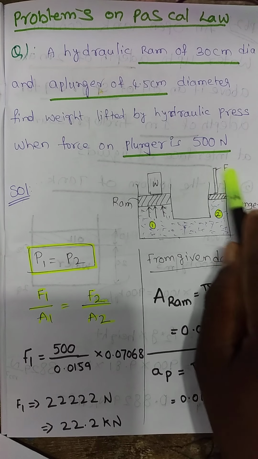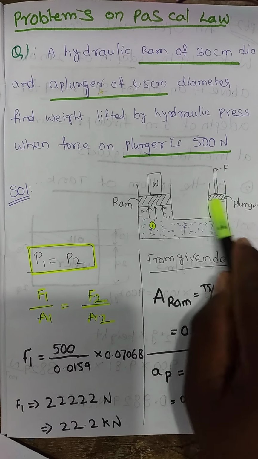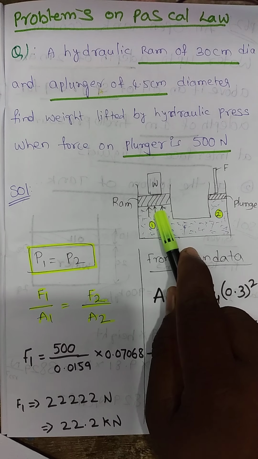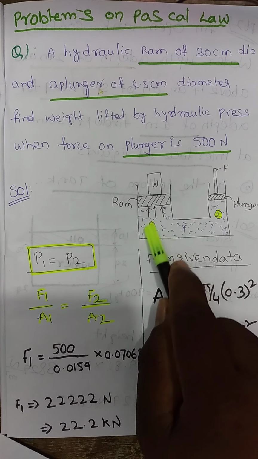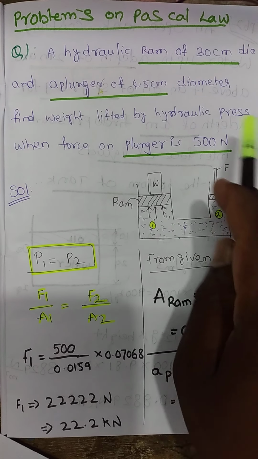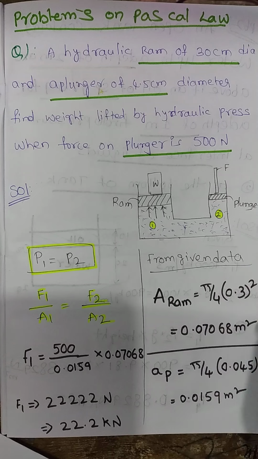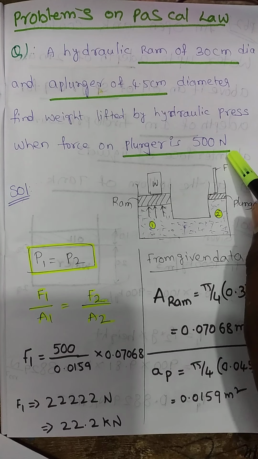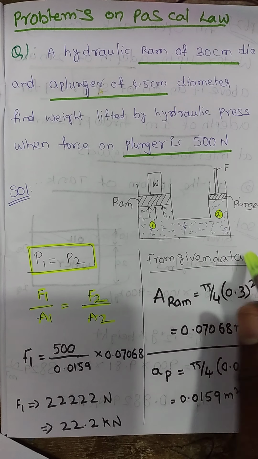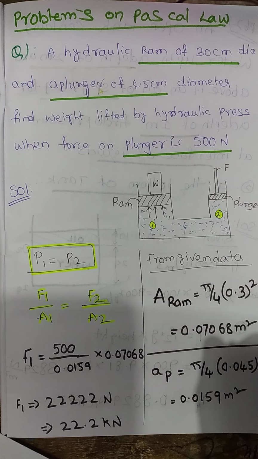When we compare, the 500 newtons force is very small, and the weight which is lifted is very high. This is possible because of the fluid only. That is the most important point you have to understand from this problem. With the help of a small amount of force you have lifted a huge weight. This principle only we will use in the case of proclainers and all earth moving equipment also.